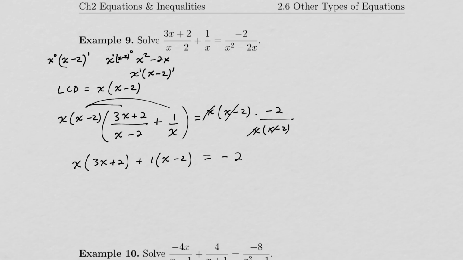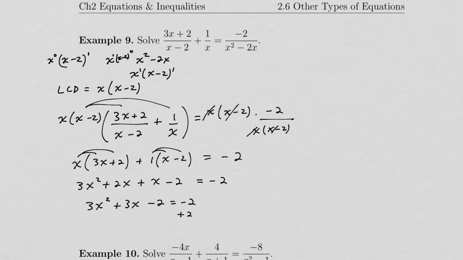Okay, so let's solve this for x. Let me distribute in the x, distribute in the 1. So this is going to be 3x squared plus 2x plus x minus 2 is equal to negative 2. I'm not really doing anything when I distribute in the 1. I'll combine like terms: plus 3x minus 2 is equal to negative 2. And then I'm going to set it equal to 0, so I'll bring this over by adding 2. And I'm going to get 3x squared plus 3x is equal to 0.